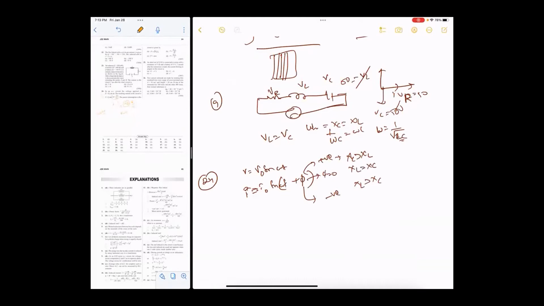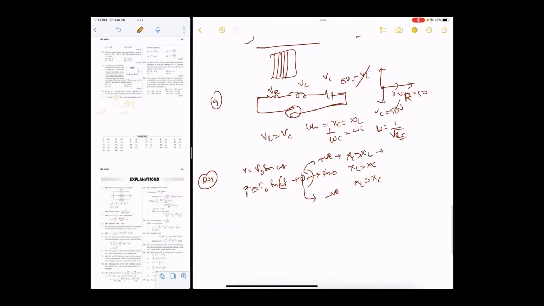Agreed? One of the cases, phi is equal to plus pi by 2. That means current is leading, right? That means XC is dominating basically, and R is 0 again. So in this case, XC is greater than XL and R is 0. Are you able to understand?